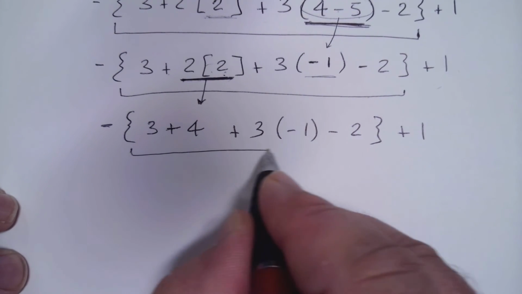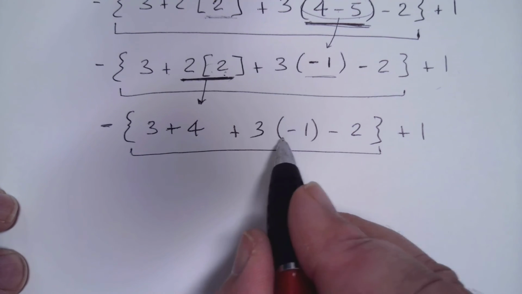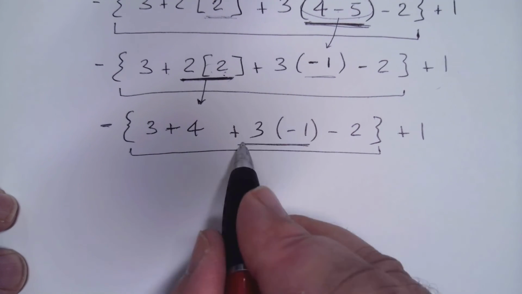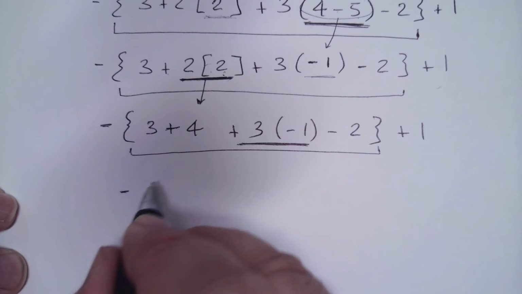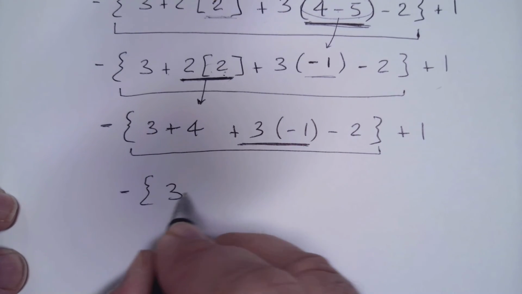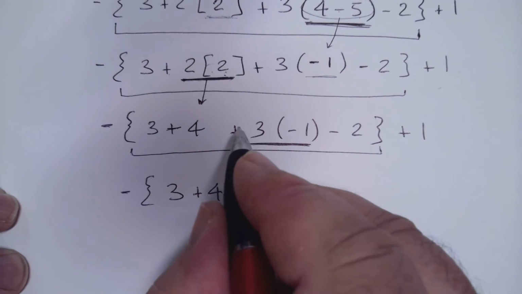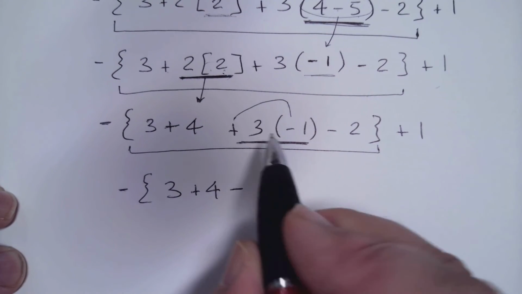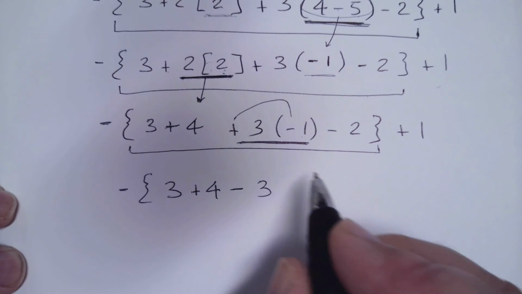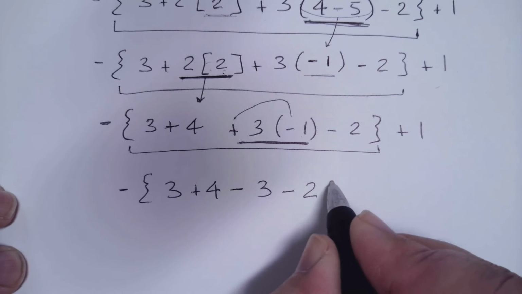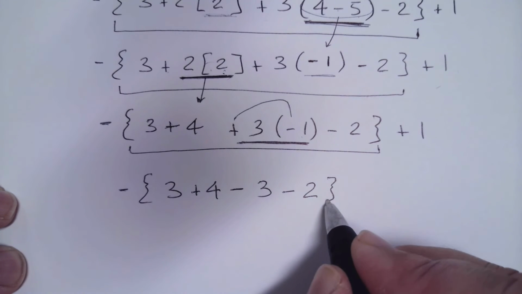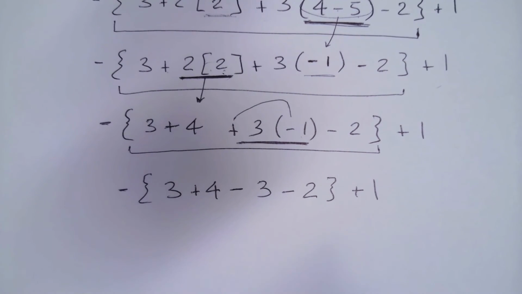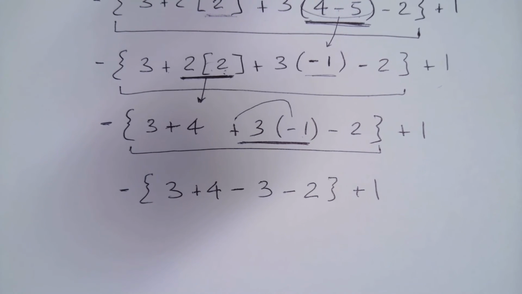Again, I have to do inside the bracket. There's no special operations I can do anymore. Here's a multiplication. Positive times negative is a negative. 3 times 1. And then bring everything else down. You see how it's getting smaller and smaller and smaller? Don't try to rush it. Do each step at a time.